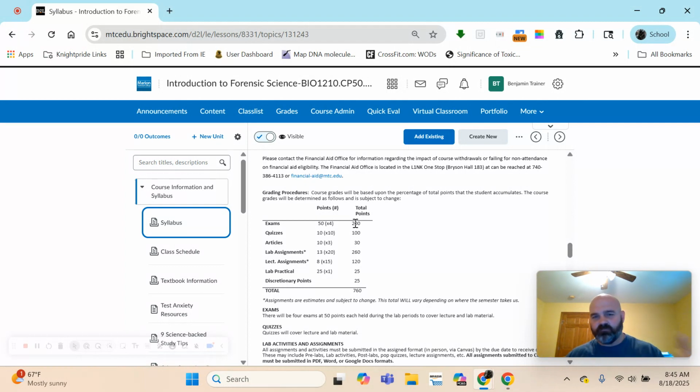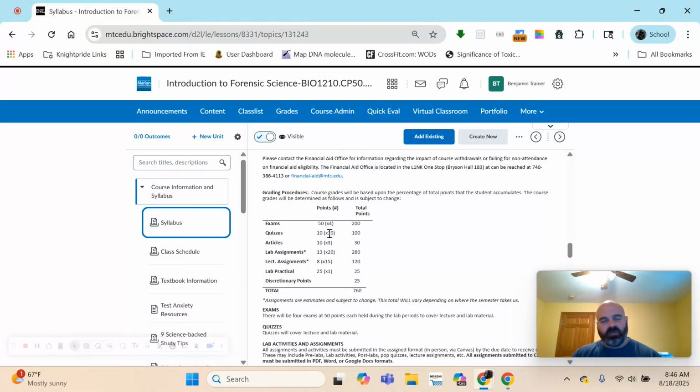forensic scientists. By the time we get to exam four, some of the ideas that we talk about, like Locard's exchange principle, that is a topic that will come back up multiple times. So just little things like that to be mindful of.